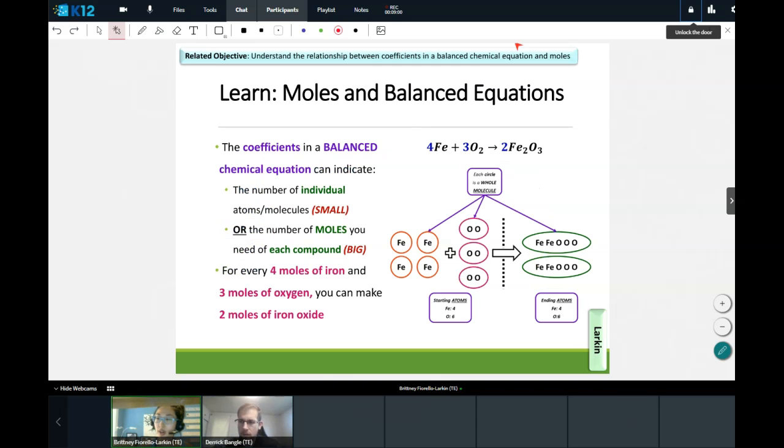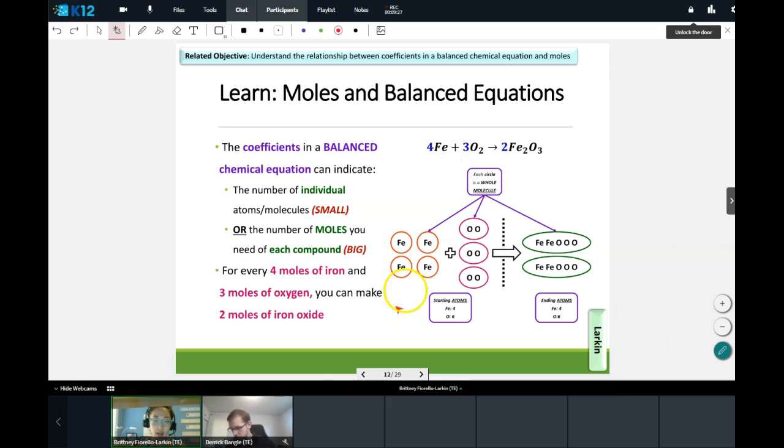All right, everyone. Let's talk a little bit about our balanced equation and how it's related to moles. We've been talking about these things separately, but they are actually related to each other. When we talk about those coefficients, those big numbers in front that we use to balance our chemical equation, those coefficients can indicate one of two things. The first, if you're talking small scale, is the number of individual atoms or molecules that you need for the reaction.